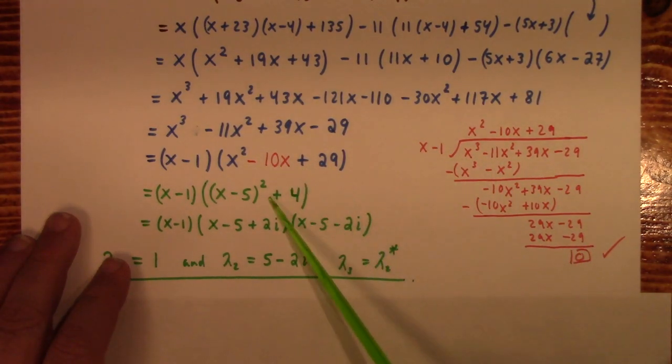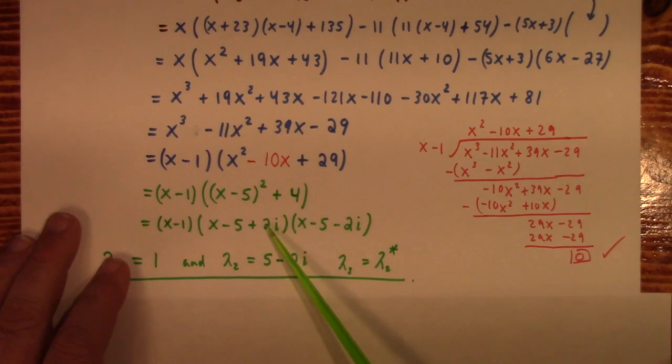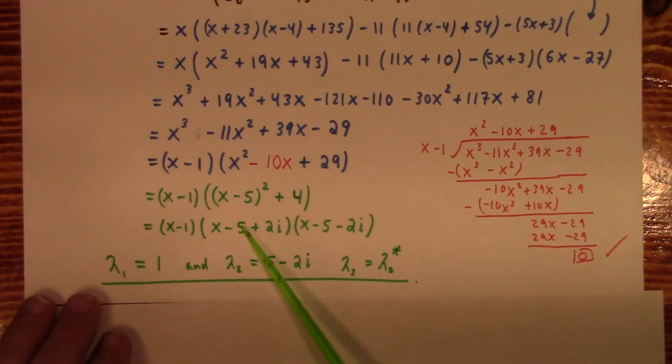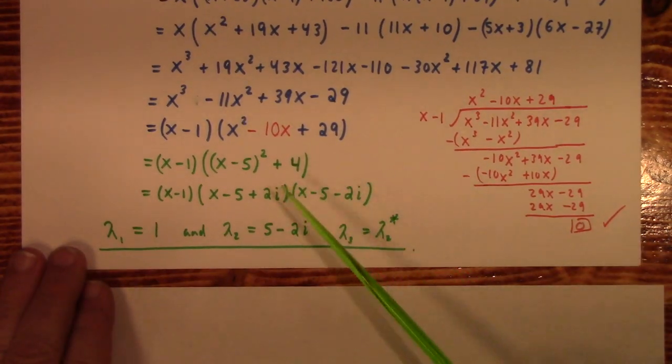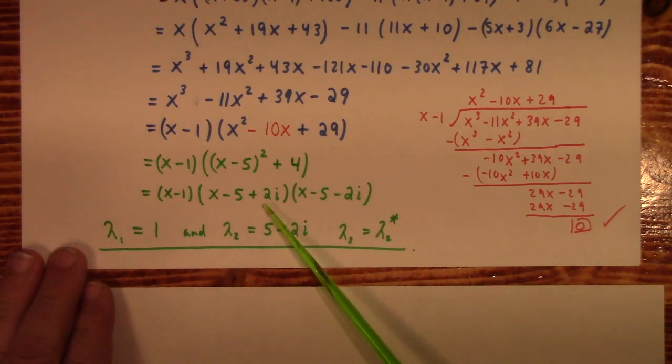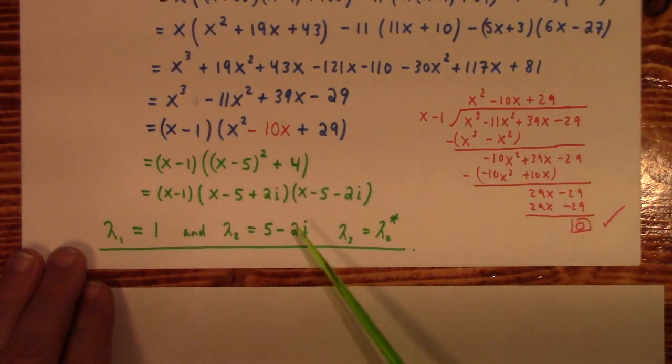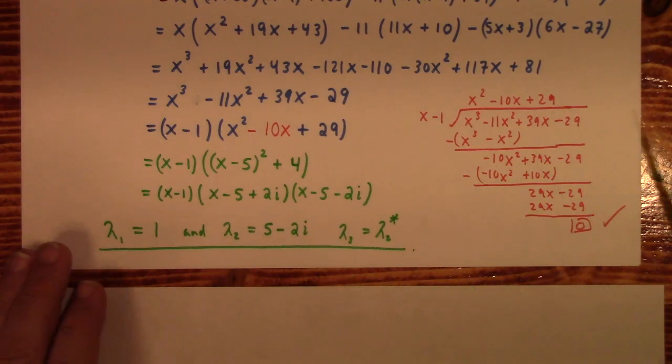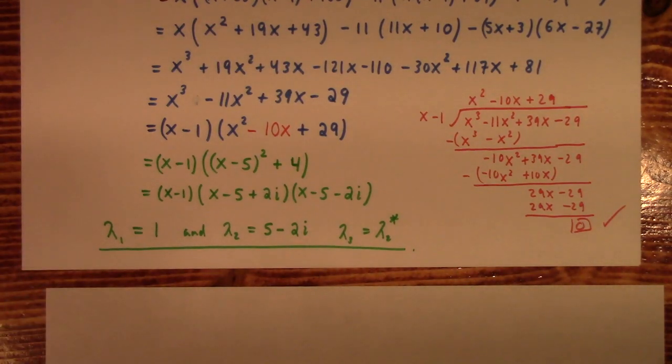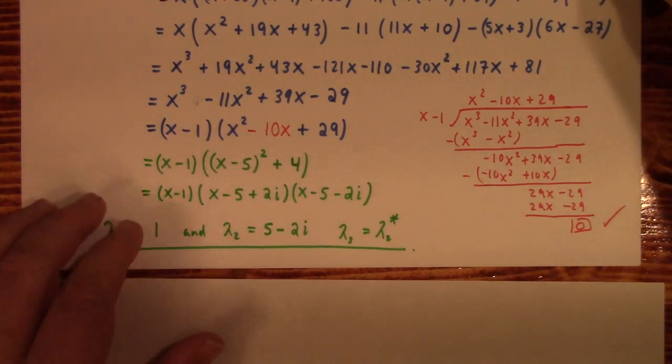And then I complete the square on the quadratic, which reveals that we have a pair of complex conjugate solutions, namely 5 plus or minus 2i. So these are my eigenvalues, one real and a pair of complex. That's what I wanted for today. This was supposed to be the example for today.